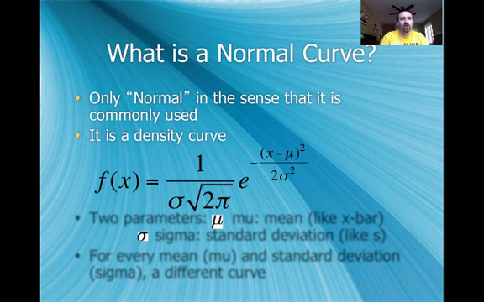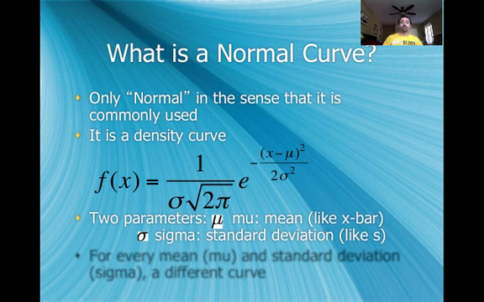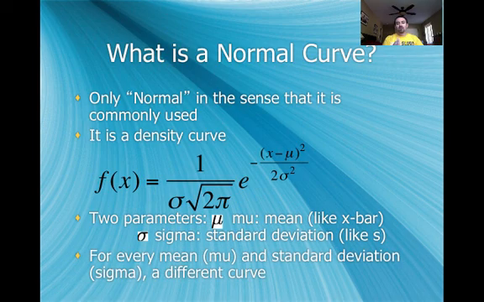f(x) equals 1 over sigma times the square root of 2 pi times e to the negative (x minus mu) squared all over 2 sigma squared. Very weird, okay? There are two parameters, mu, which is the mean, and sigma, which is the standard deviation. And for every mean and for every standard deviation, we get a different curve. So everything else in here are constants. Pi is just a number, e is just a number, x is the variable. You can't graph a function unless you have x in there somewhere.